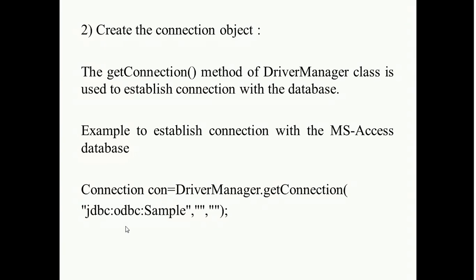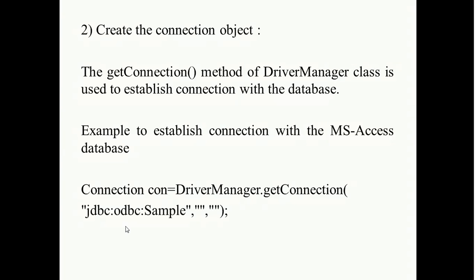Next step is create the connection object. After registering the driver class, the next step is to create the connection object. The getConnection method is used to establish a connection with the database. So the getConnection method of the DriverManager class is used to establish a connection with the database. For example, establish a connection with the MS Access database.